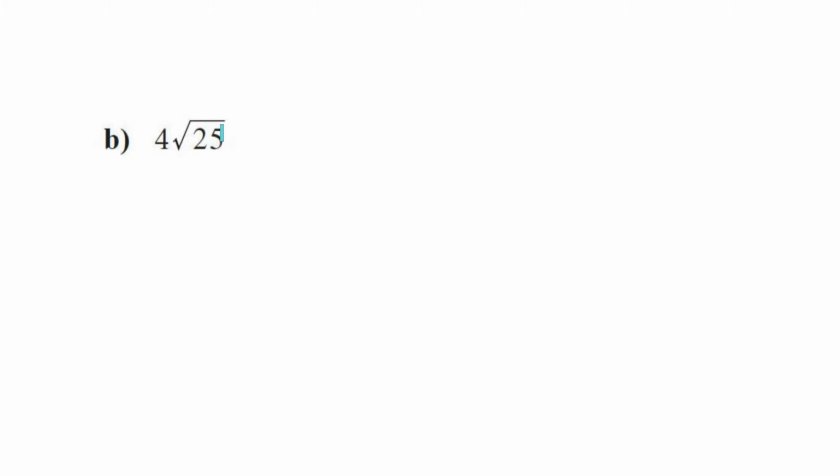For letter B, I have a perfect square right there, and the square root of 25 is going to be 5, and then the 4 is just tagging along on the outside, so 4 times 5 is going to be 20.